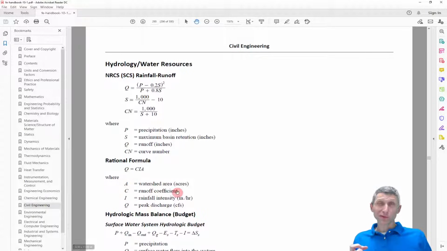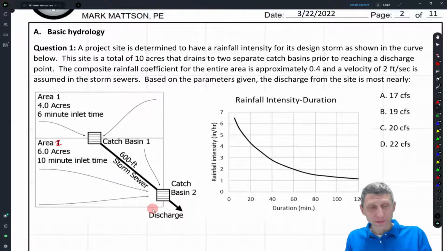Anytime you're given a runoff coefficient, typically you're going to be using this Q equals CIA. That sounds easy enough. All we need is the runoff coefficient, intensity, the watershed area, and the peak discharge. So that's the formula we're going to use here.